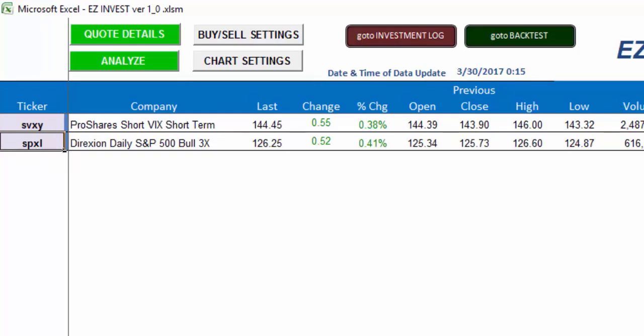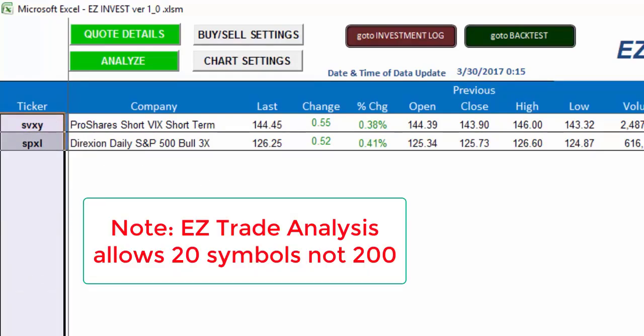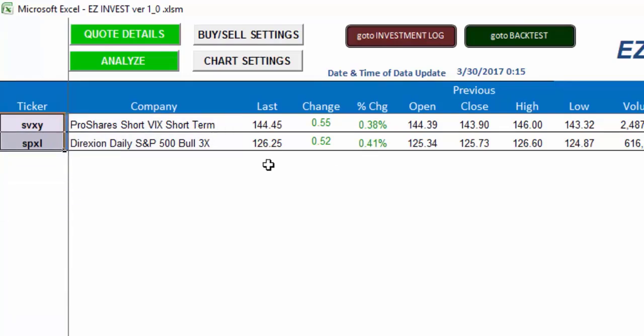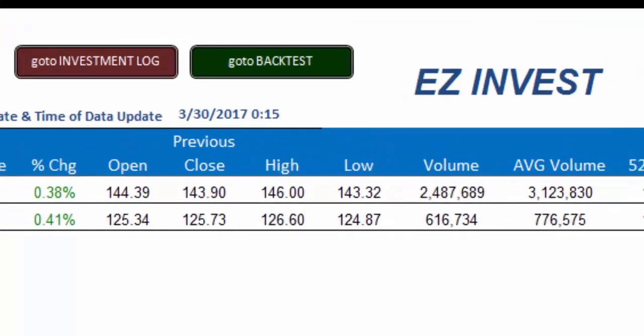But the next version is easy trade analysis. It will allow you to put up to 200 symbols in this column and see what the quotes are. It's a lot more complex, and it gives you a lot more function.